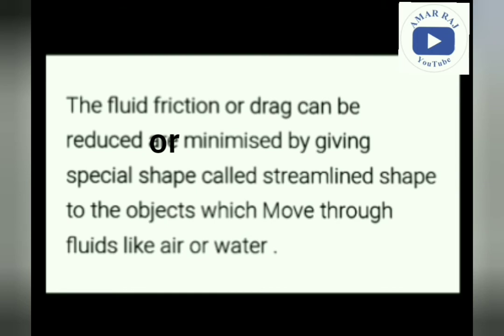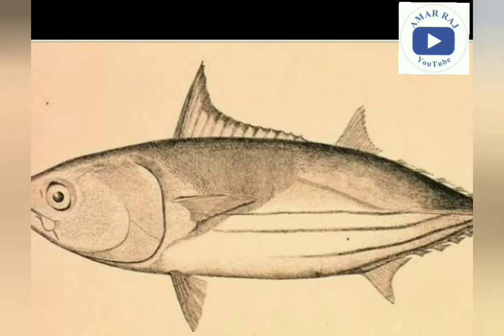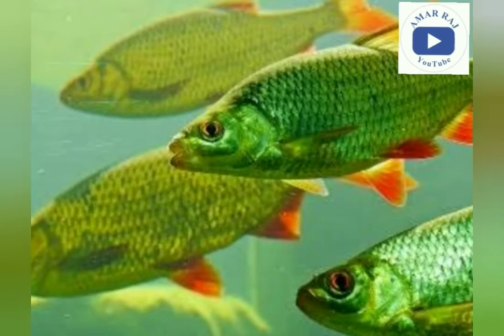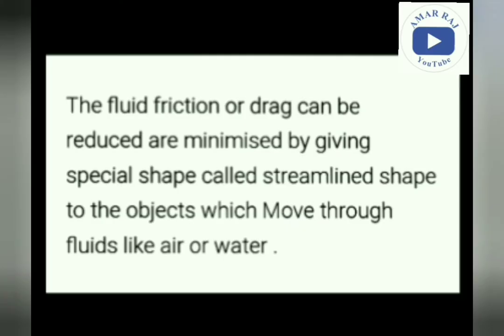Now, about fishes. Most fish have a streamlined body shape. This helps the fish to move through water easily without much friction, without facing much drag from the water. That is, they have to face less drag or less fluid friction.